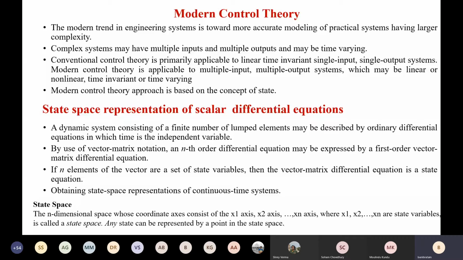But practically, they are more precisely applicable for linear time invariant single input, single output systems, the conventional control theory we have discussed so far. But practically there can be multiple input, multiple output systems, and the systems can be non-linear, and also time varying. If we have those types of practical systems, then the conventional control theory may not be a good choice. In that case, we have to go for the modern control theory, which is applicable to multiple input, multiple output systems, which can be linear, non-linear, time variant, invariant, anything.